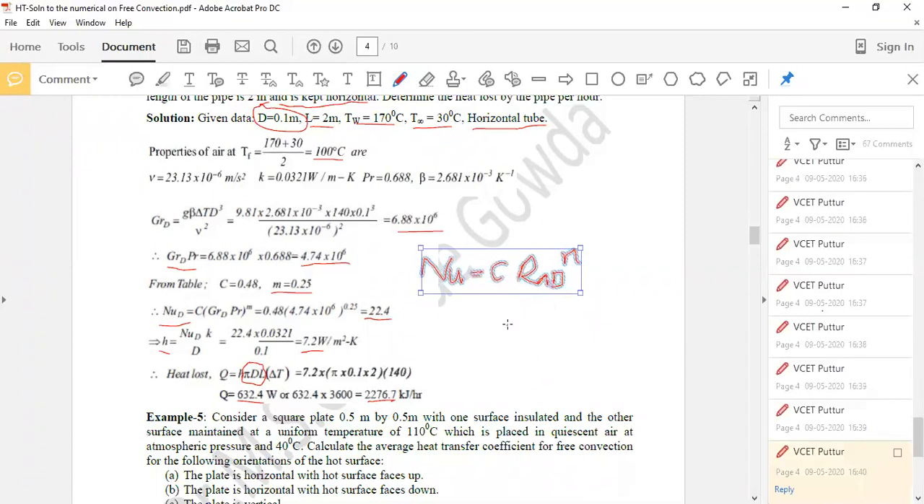So this is the one which you're going to use for the horizontal cylinder. Remember that. Okay.